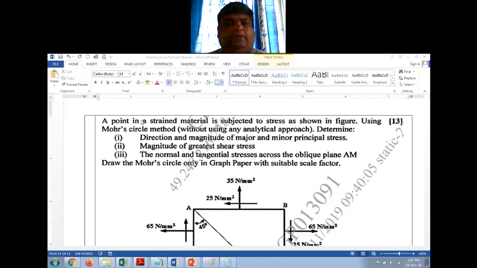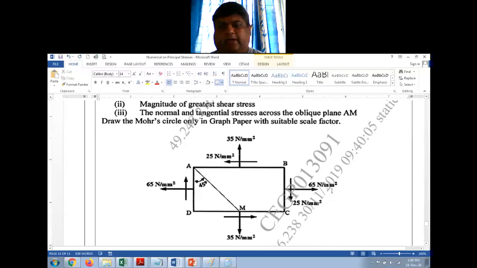A point in a strained material is subjected to stress as shown in the figure. Using the Mohr circle method without using any analytical approach, determine the direction and magnitude of the major and minor principal stress, the magnitude of the greatest shear stress, and the normal and tangential stress across the oblique plane AM. Draw the Mohr circle only on graph paper with a suitable scale factor.